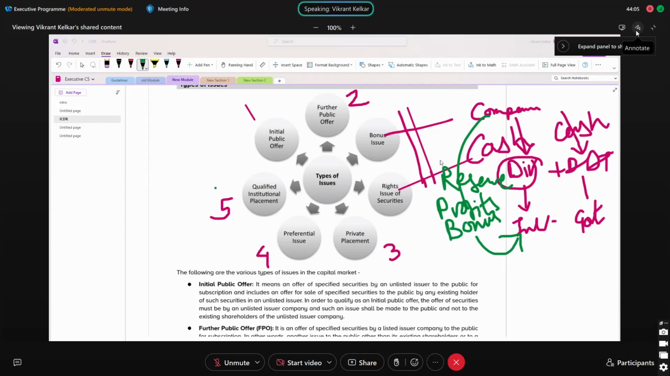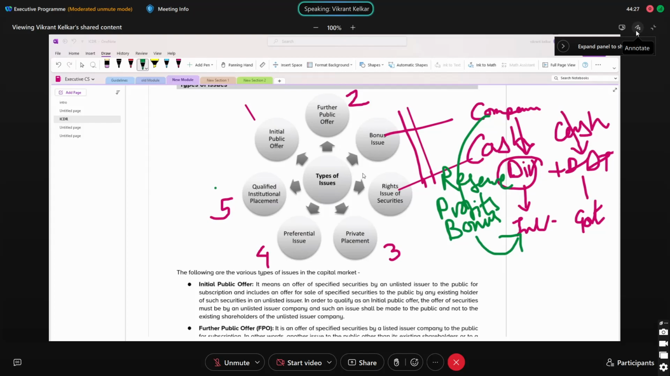Yes, in all these scenarios the companies will get the funds and the company is going to issue securities. So the part which does not fit in the structure is bonus, because only capital is issued in bonus and there is no cash inflow. Are you getting the point? So money is not there in bonus, everywhere else there is money.